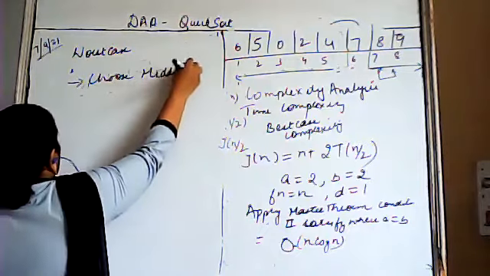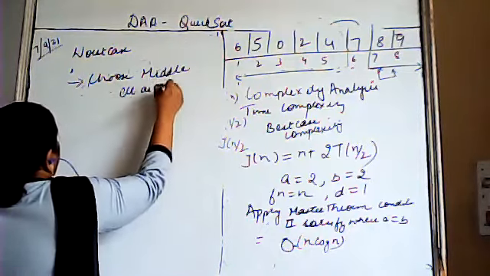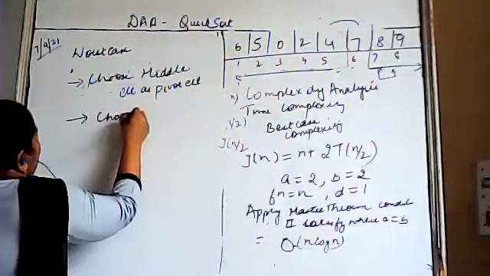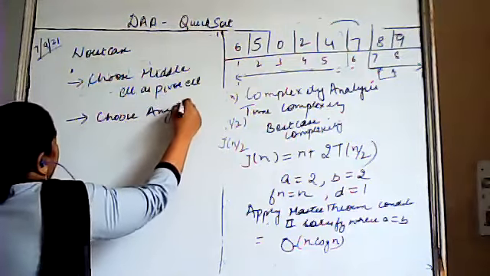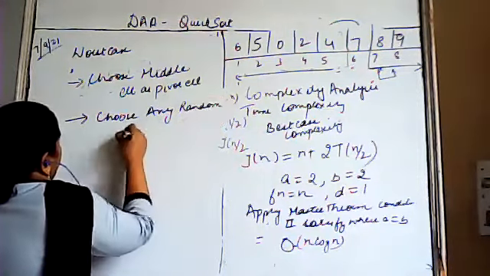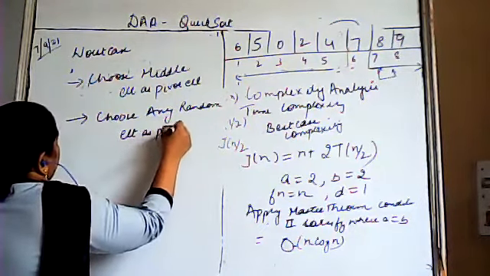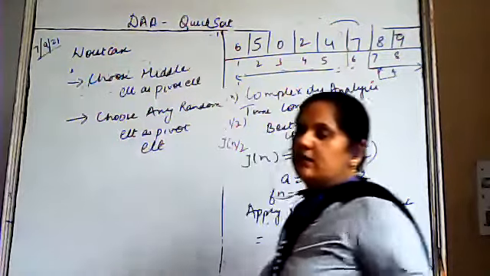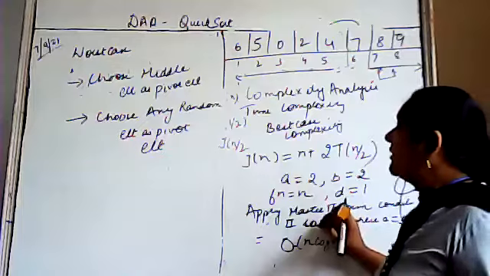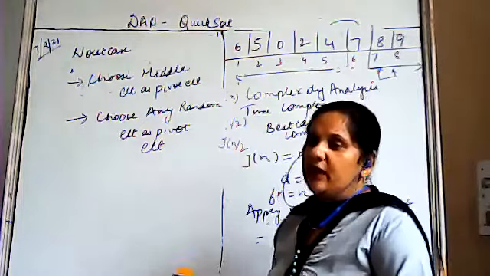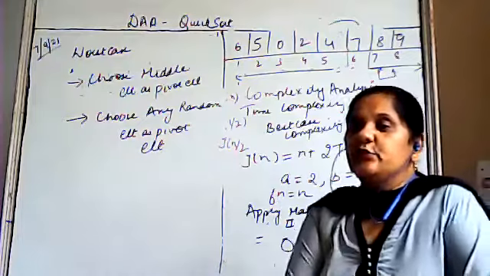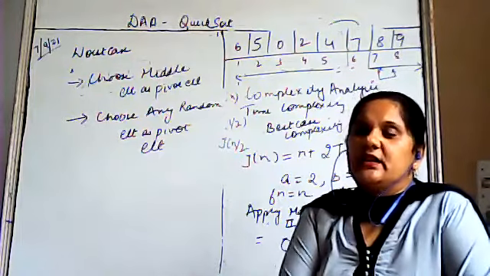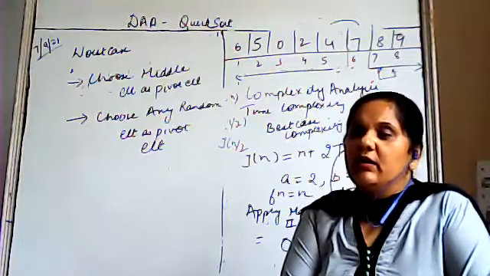the middle element as pivot element. Second, you may choose any random element as pivot element. When I started the lecture, I told you generally it is advised, or people do like, to choose the middle element as pivot element. Why? Because when the list is divided into two equal halves, it generally gives us the time complexity of n log n.